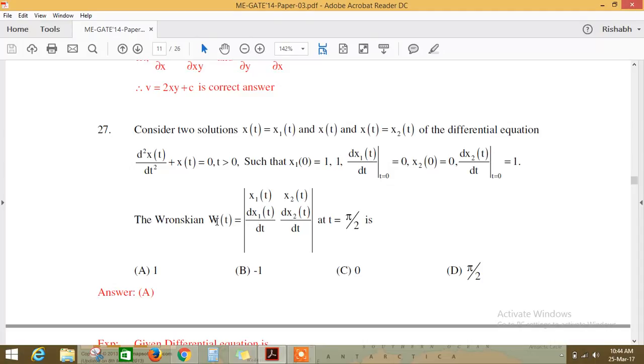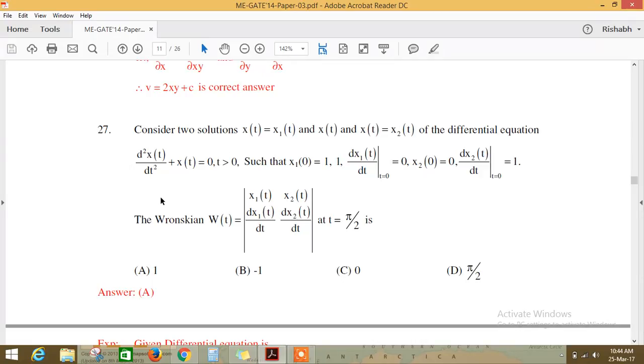Please also remember what a Wronskian is. Sometimes in different exams you will get the Wronskian directly. Here the definition of the Wronskian is also given. Please see what the Wronskian is and where it is used. Let me tell you how to solve this.